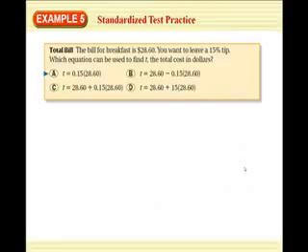The bill for breakfast is $28.60. You want to leave a 15% tip. Which equation can be used to find it? So you want to leave 15% of the total bill. What would be good to find the total? So of means to multiply. This one would only tell us what the tip is. This one would tell us the tip added to the bill.